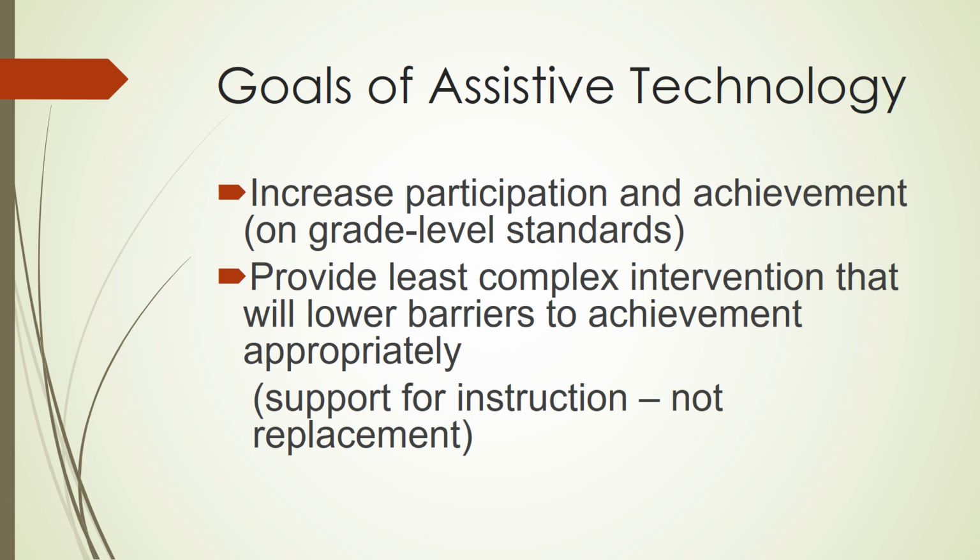Some goals of assistive technology. This is a summary from everything you've learned. We want to increase their participation and achievement to be as close to grade level standards as possible. We want to provide the least complex intervention that will lower barriers to achievement appropriately. We want to support the instruction whenever possible. We do not want to replace it.